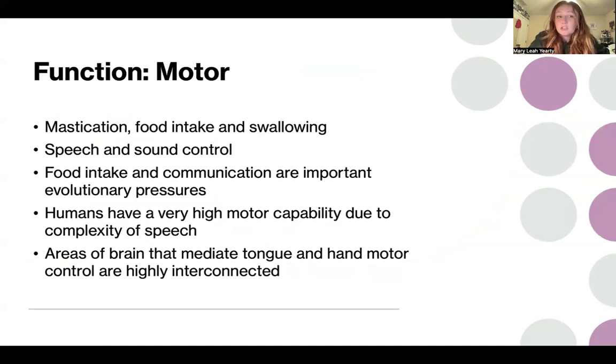Food intake and communication are both very important to the structure and survival of species, which makes them important evolutionary pressures throughout history. And then humans, which is no surprise, have a very high motor capability of the tongue. And this is likely due to the complexity of speech that we possess. The areas of the brain that mediate tongue and hand motor control are actually highly interconnected, which I think gives a lot of insight to the complexity of the fine motor skills in the tongue and the hand, which are both pretty useful to us every day.